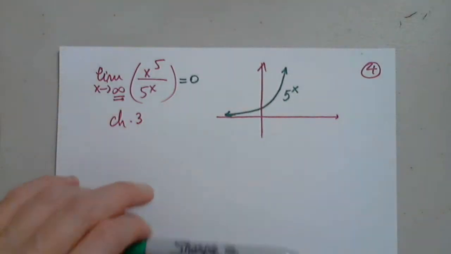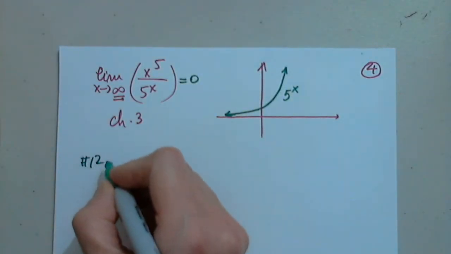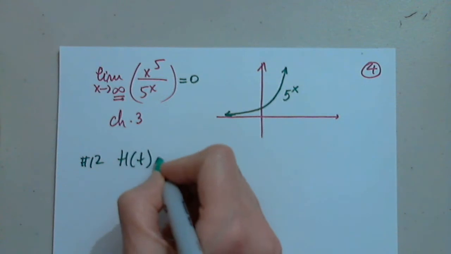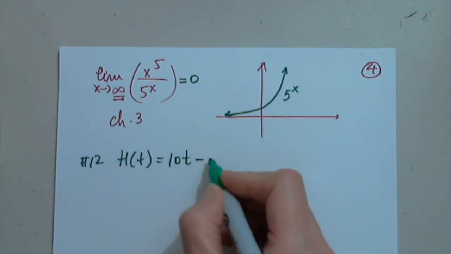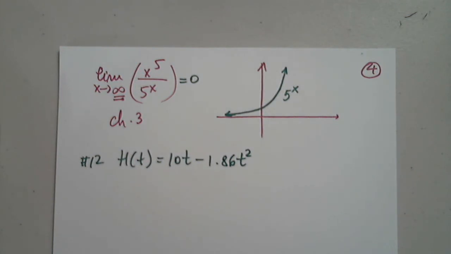Mars, fine. With a velocity of 10 meters per second, this is it, right here. That's the 10. You don't have to do anything with this. Its height in meters after t seconds is given by... So this is problem 12, and this should be h of t, not just h. 10t minus 1.86 t squared. Find the velocity of the rock after 1 second.